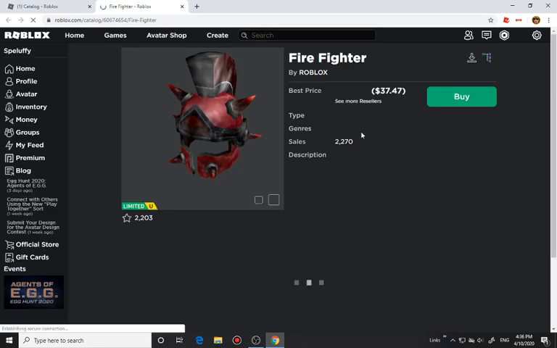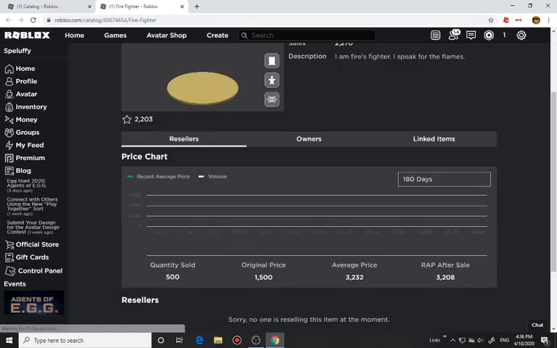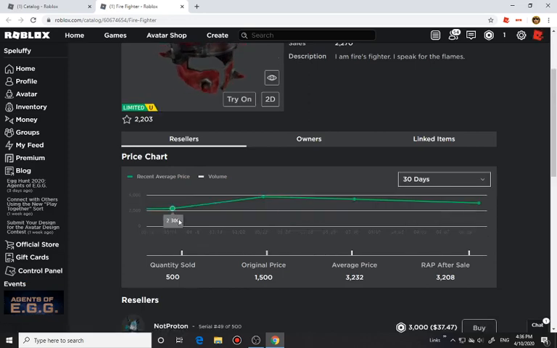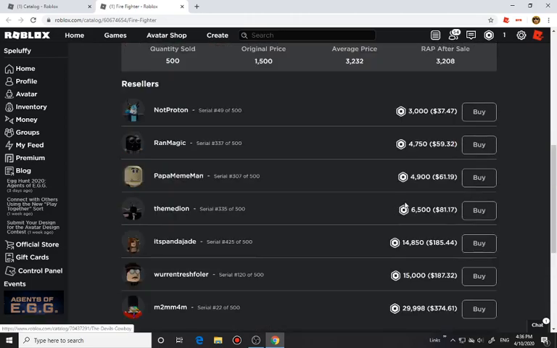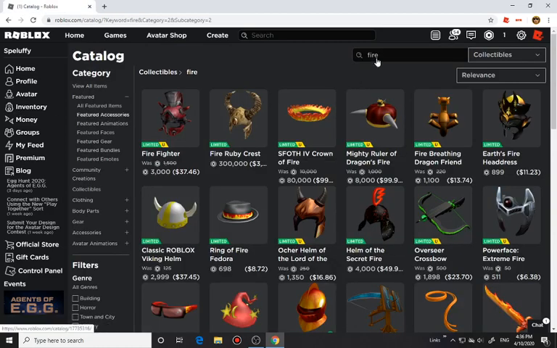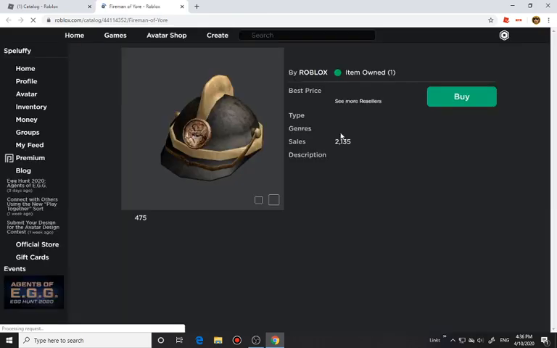This item just has almost no copies left, and it does not get so many good sales. I do not see any demand. Look at this. Within the last 30 days, 1, 2, 3, 4. Not so many sellers at all. And also my Fireman of Yore. This is an item that I own that's actually kind of semi-rare. Also another not very good demand item.